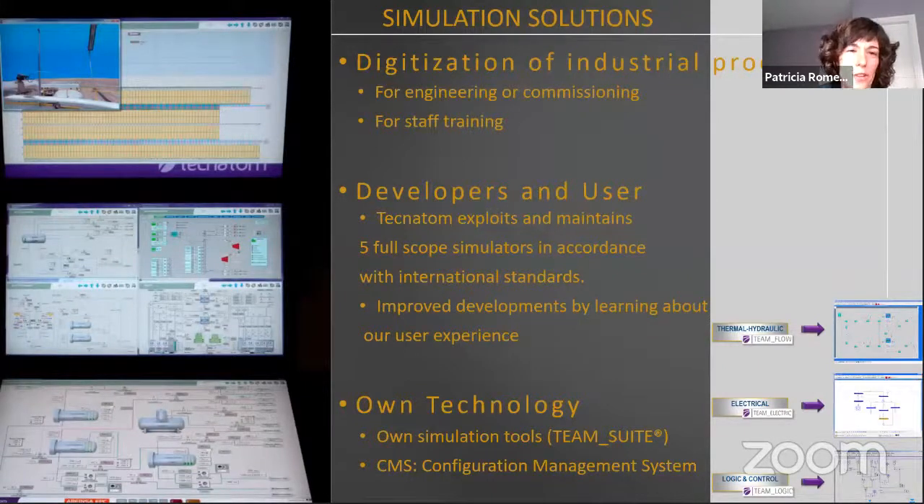We have been digitalizing the processes since the concept of Industry 4.0 was born. We were focused on engineering simulators and staff training simulators. We are not only developers, we also exploit and maintain full scope simulators, and we maintain them in accordance with the international standards. We have developed our own technology that makes us independent from third parties. We have developed our own configuration management system, and of course our own methodology in order to develop simulators.